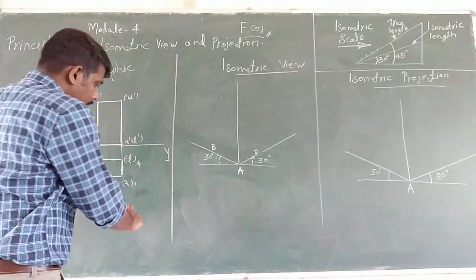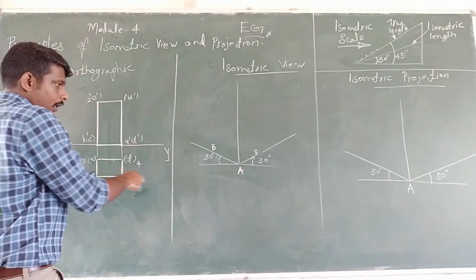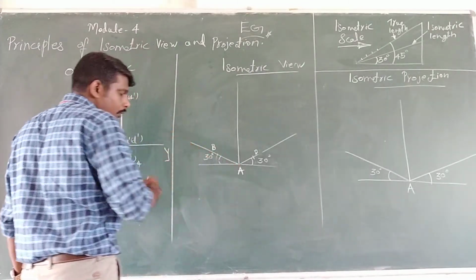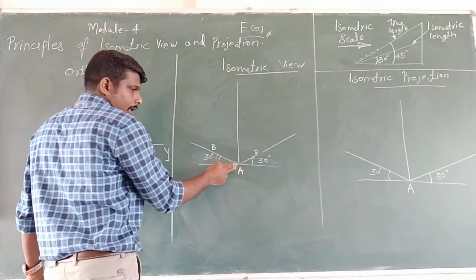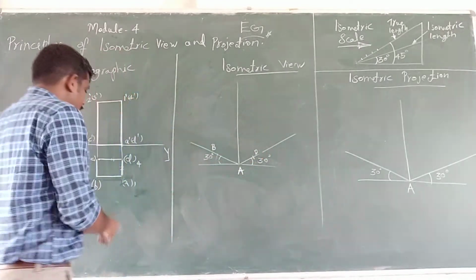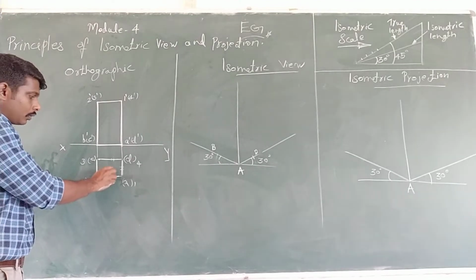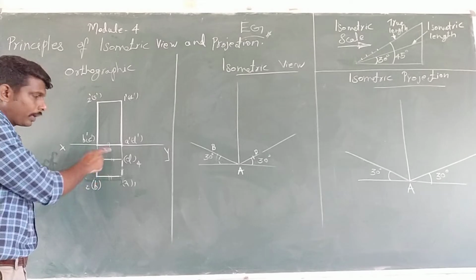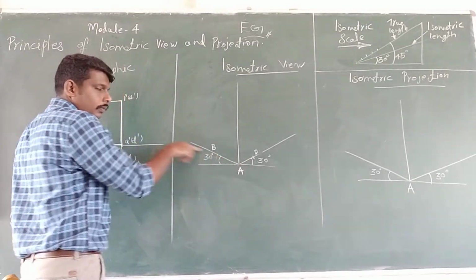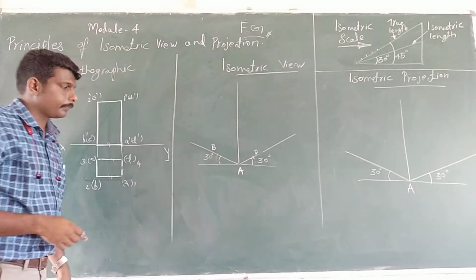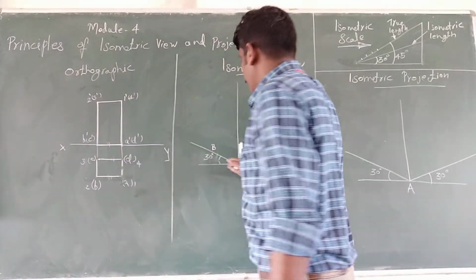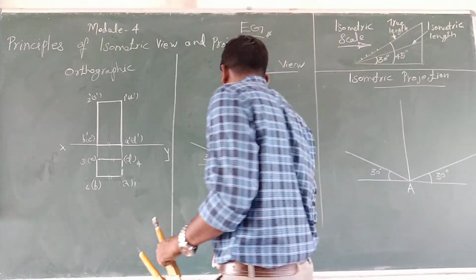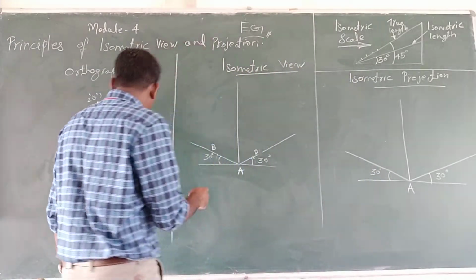As we know, the A to D is perpendicular to XY line. So all the lines which are perpendicular to XY line come on this line or parallel to this line. Okay. A to B is parallel to XY line. So all the lines parallel to XY line will come to this line. So A to B is here. Mark A to B. Then we need to find out the point C.